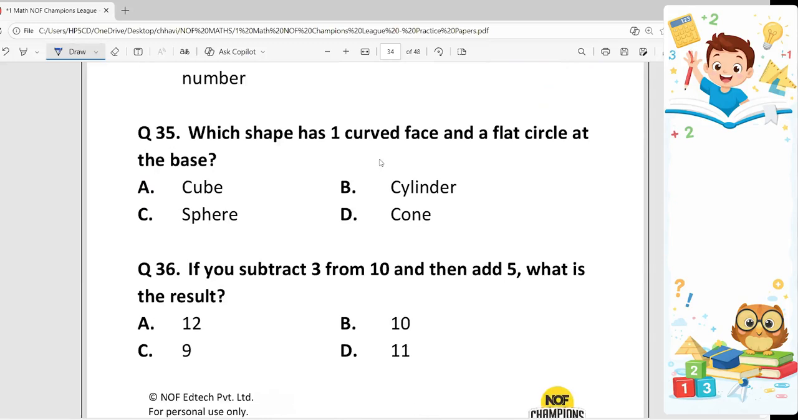35th. Which shape has one curved face and a flat circle at the base? So one curved face and one flat circle at the base. It is cone, because cone is the shape which has one flat circle at the base and one curved face. So option D is the correct answer.